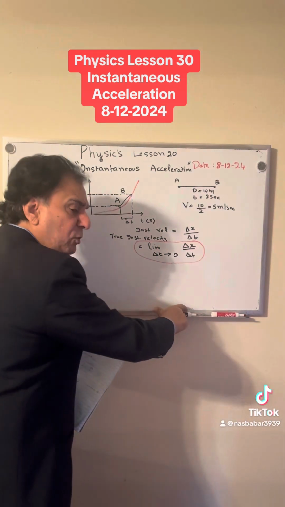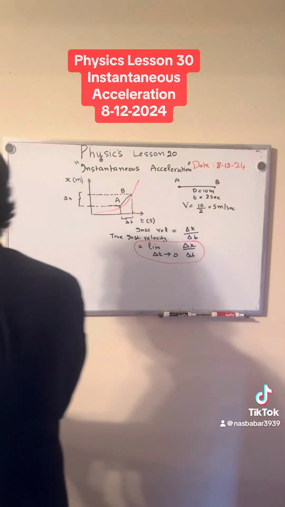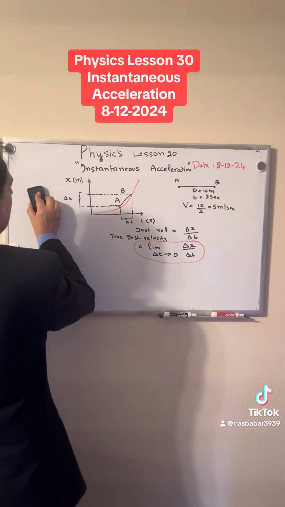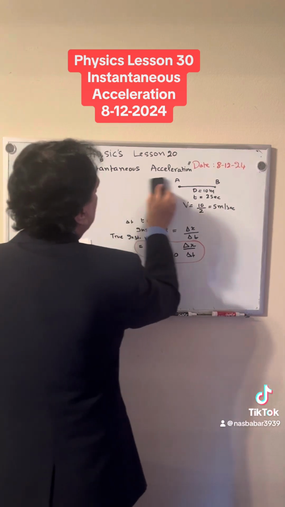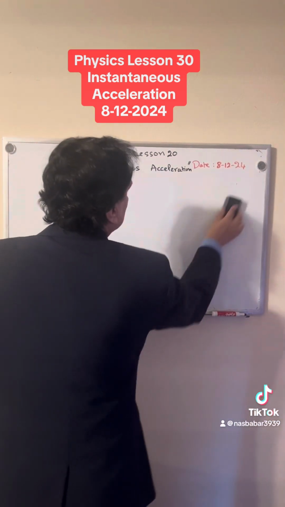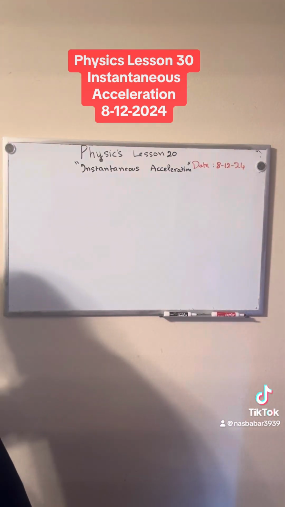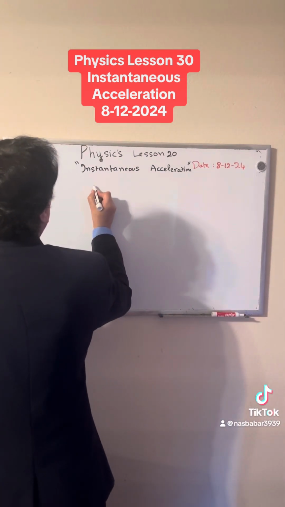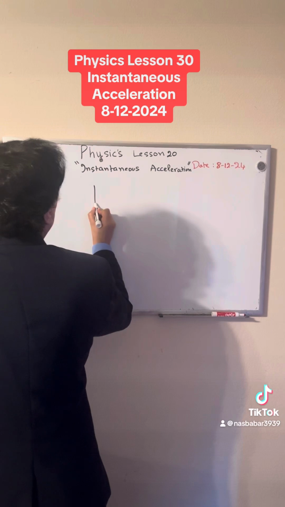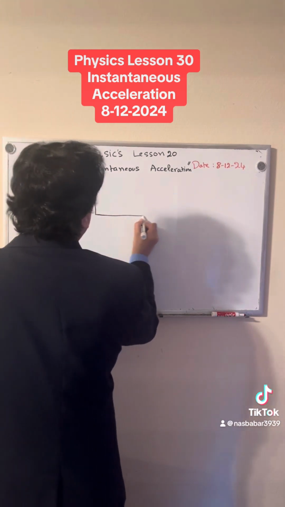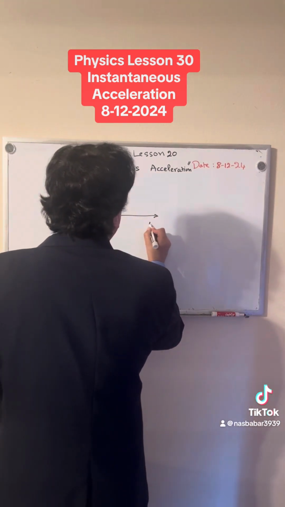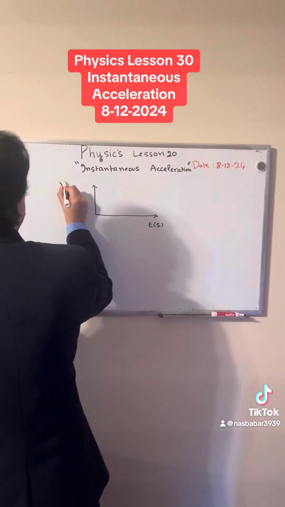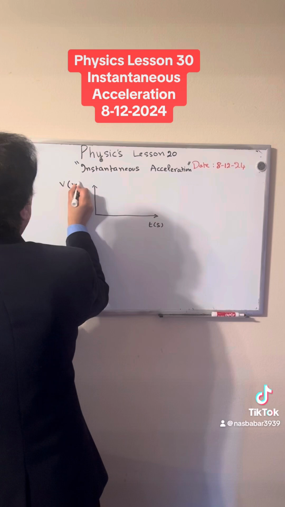Now, the same concept applies to acceleration. So let's go ahead and do that. I'm going to draw another graph. Initially we drew a position curve. Now we are going to draw a velocity curve. This is time in seconds, and this right here is velocity in meters per second.